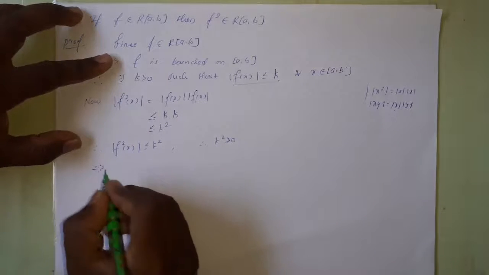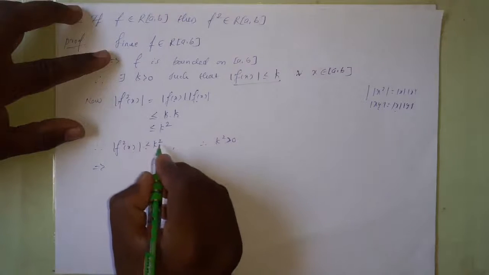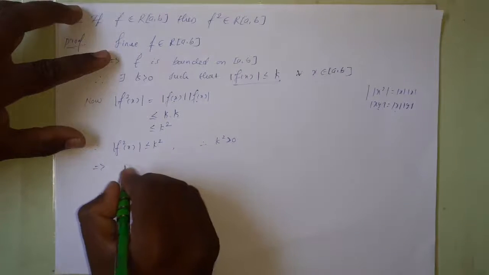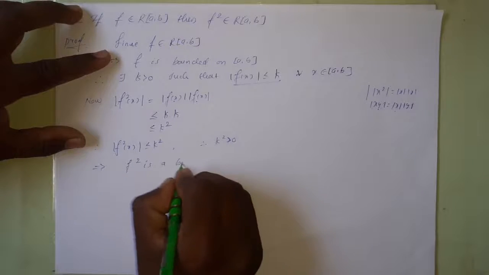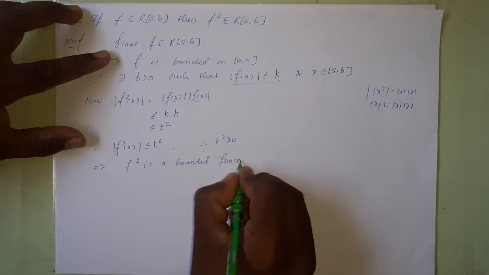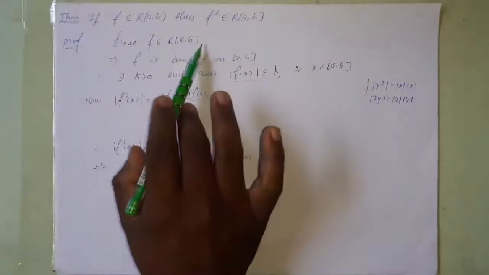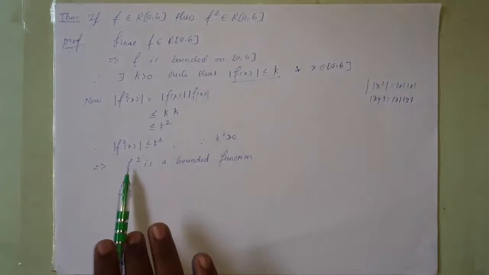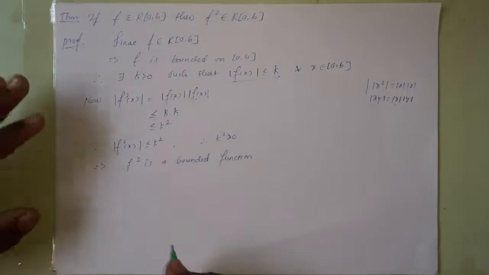So again, by using the definition of a bounded function, we can say that mod f square of x is less than or equal to k square, meaning f square is a bounded function. Here we have proved that if f is bounded, then f square is also a bounded function on the same interval.